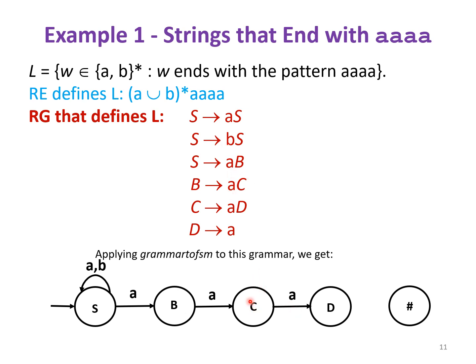Next, coming to the fifth step, for each rule of the form X tends to W, that is, a non-terminal tends to a terminal symbol, then what to do? Add a transition from this non-terminal with label A to the state hash D2 hash labeled A. Finally, do we have any transitions with epsilon? No. So go to the seventh step. Mark the state hash as the accepting state. So this is the FSM generated by applying grammar to FSM algorithm.